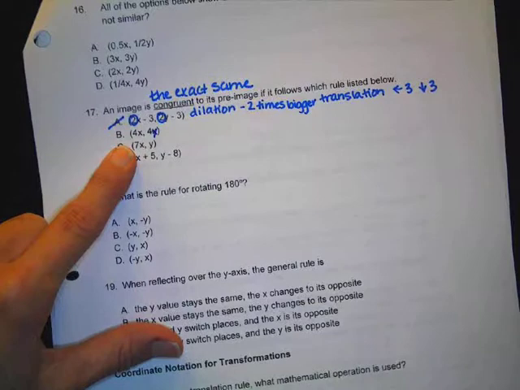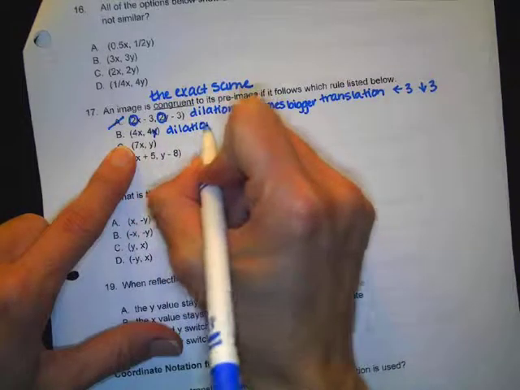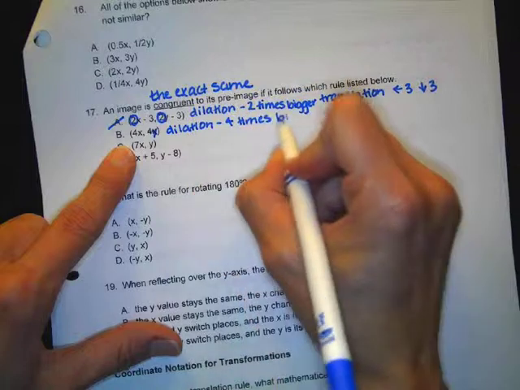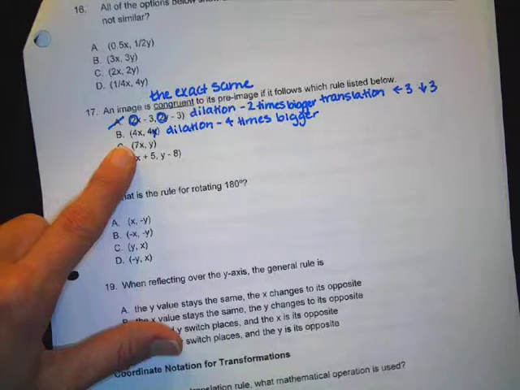How do I know when I'm moving it? When there's a letter and then there's a minus or plus sign. If I am adding or subtracting something, that tells me we're sliding it up or down, or left or right. Okay, so is B even in the running for the answer? No, it's bigger. It's not the exact same size.